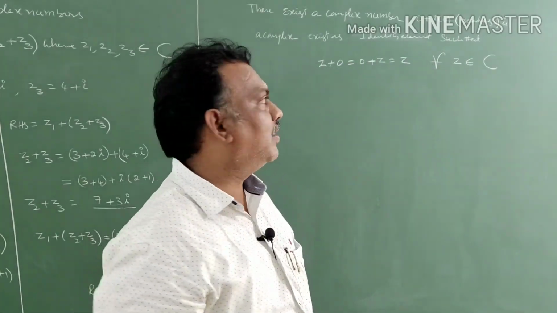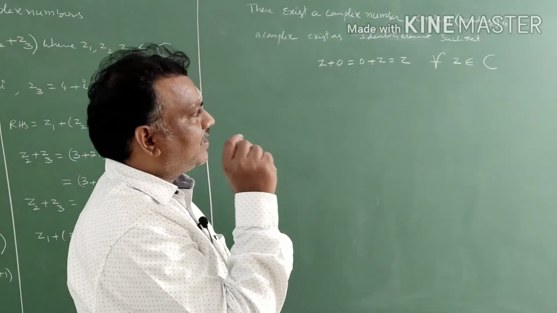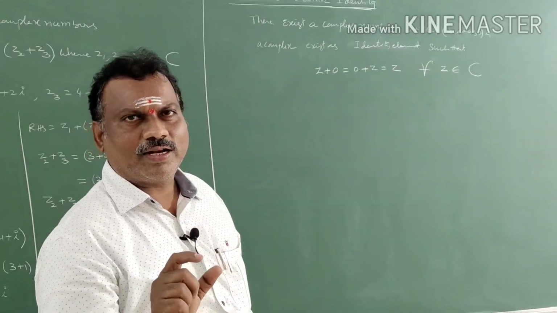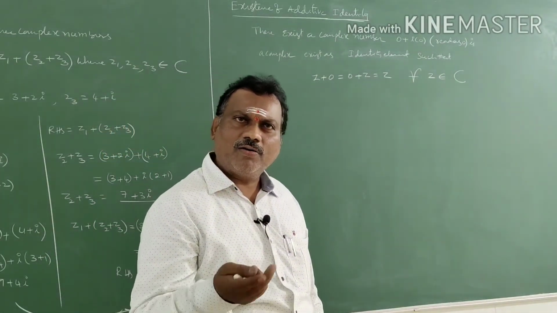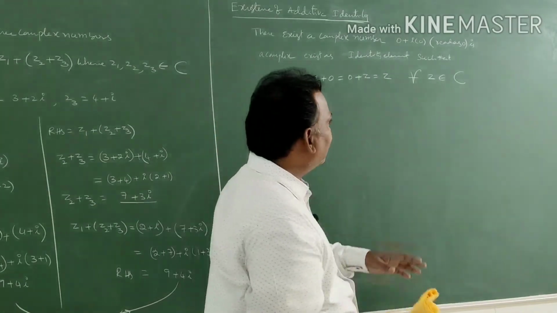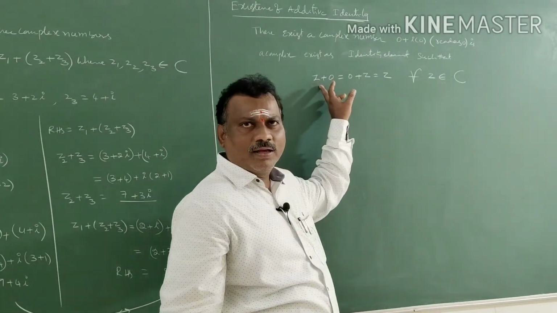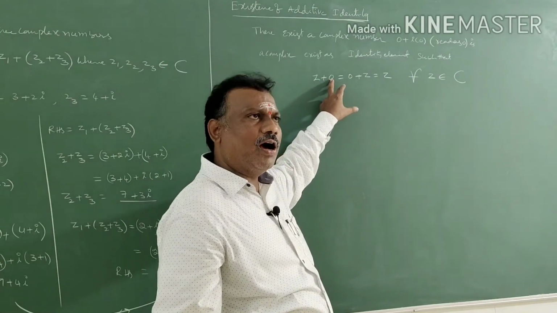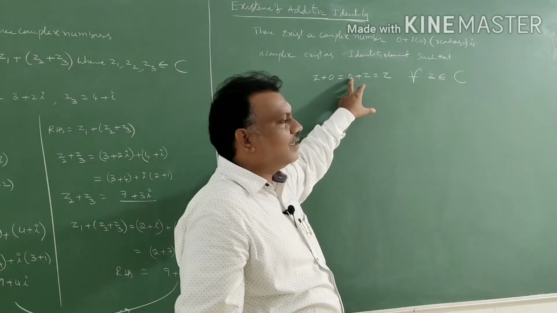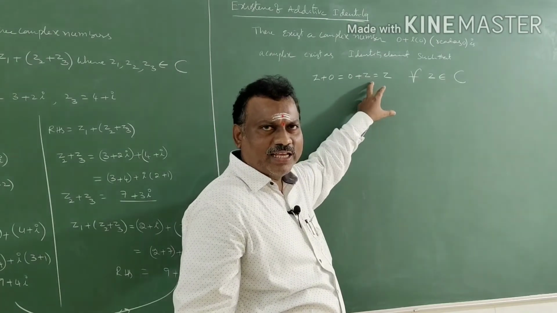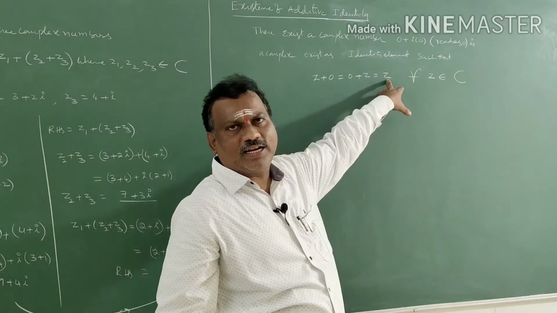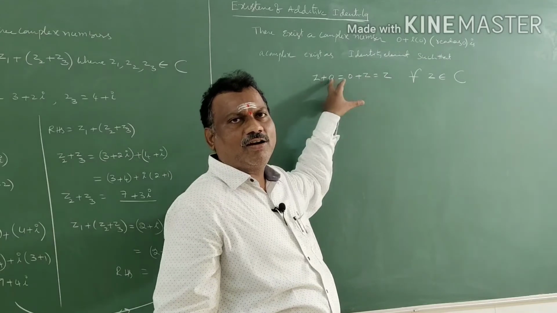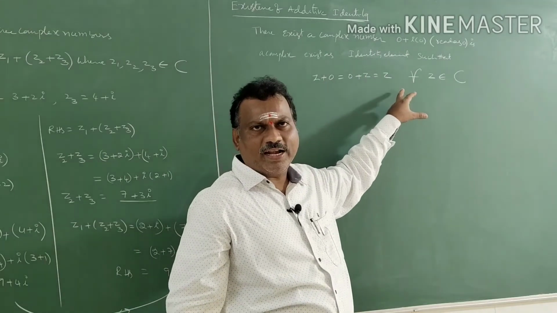Once again I will repeat it, students. There exists a complex number. Consider one complex number z. For that z, we add a complex number, or that complex number added with z, and again you get z only. This is called the law of identity.